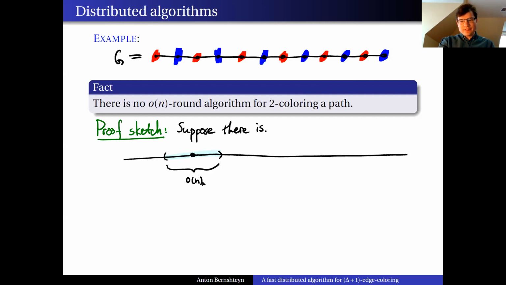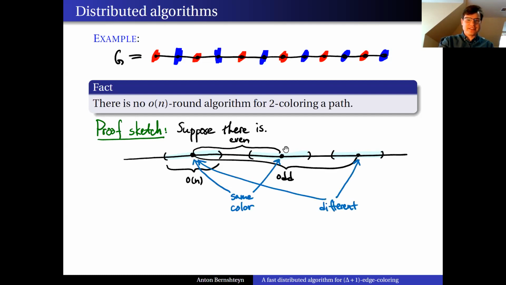Now, because it's little o of n, I can fit in a bunch more of these intervals in this path, and I can make them all disjoint from each other. In fact, I can even arrange that this vertex is at even distance from the vertex we started with, and this one is at odd distance, by moving these things a little bit. Now, of course, this is a two-coloring algorithm, which means that these two vertices that are at even distance from each other have to get the same color, and the two vertices at odd distance have to get different colors.